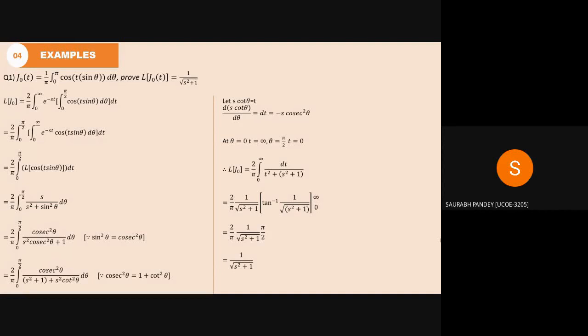So this was the question which we had to prove. Let's move to the second question.